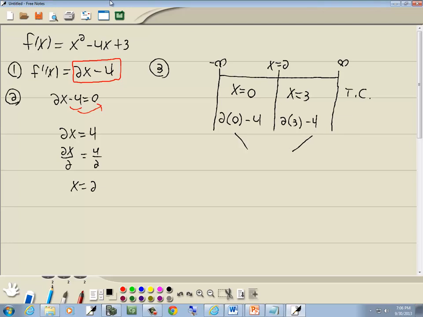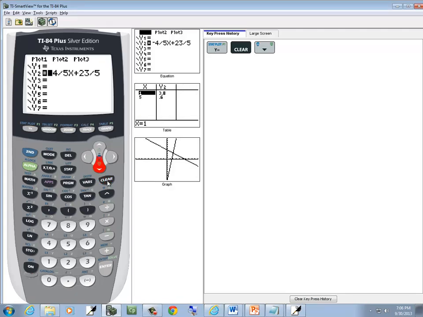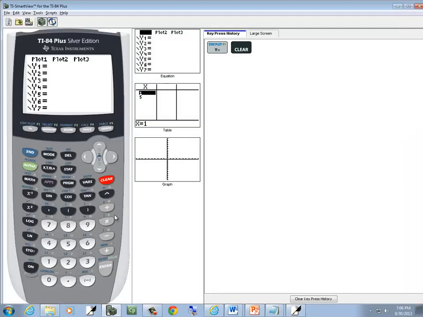Now again, how we can do this on our calculator is we're going to plug in 2x minus 4. So press y equals, clear, and also I have to go down to y2 because I have junk in there. Yours, you shouldn't have to do that. You should just be able to press y equals, clear, and we put in our derivative, which was 2x minus 4. So I've got 2x minus 4.